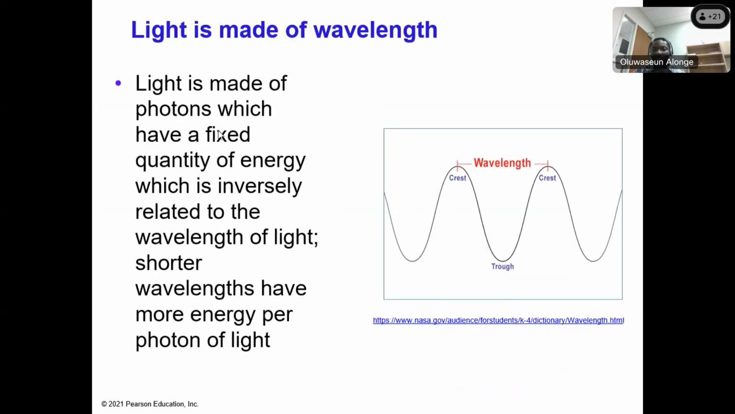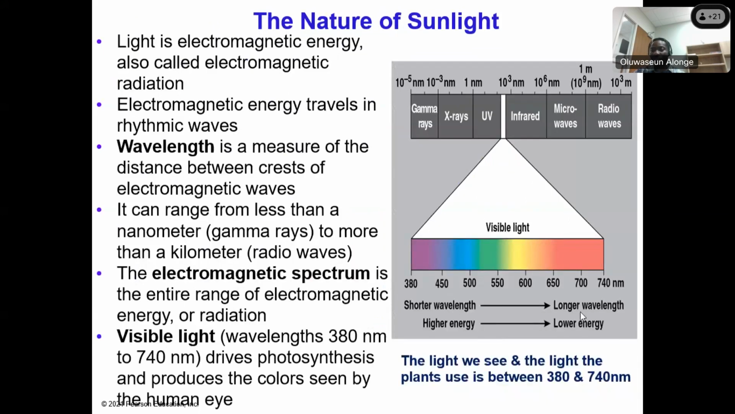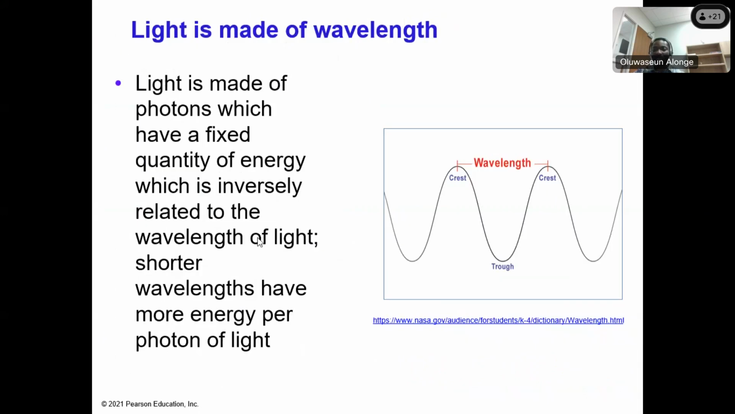So light is made up of photons, which are a fixed quantity of energy, which is inversely related to the wavelength of light. Shorter wavelengths have more energy. This is what we mean by inversely proportional: shorter wavelength, higher energy; lower energy, longer wavelength. So it's inverted, right? If something has a shorter wavelength, it's going to have higher energy. So this is what you see here.